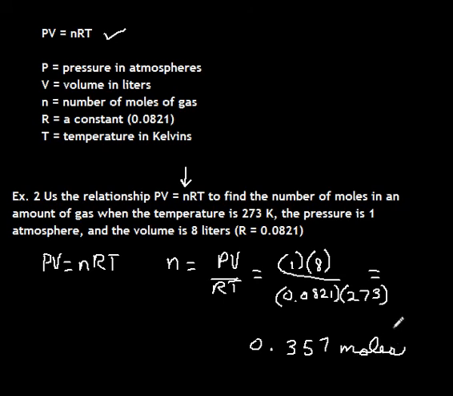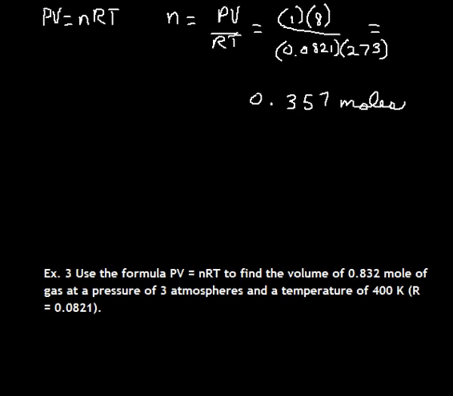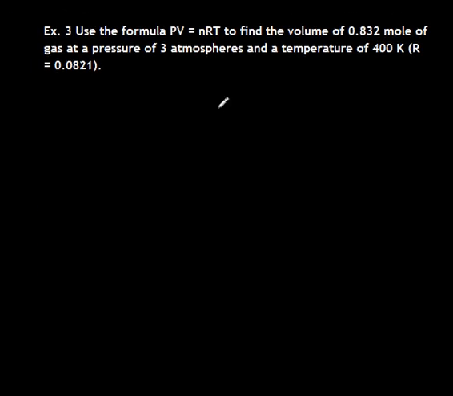You'll learn about that in chemistry. That's all there is to these problems. We'll do another one real quick, but we probably don't even need another example. Use the formula PV equals nRT to find the volume. So this time we want to isolate V. You would say V equals nRT divided by P, and then you just substitute in what they gave you.